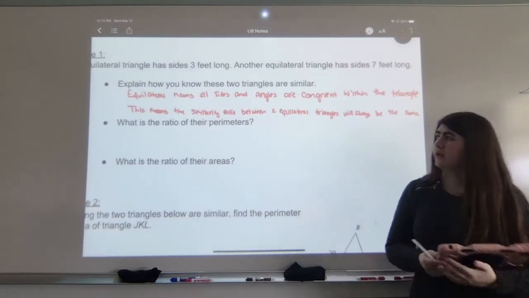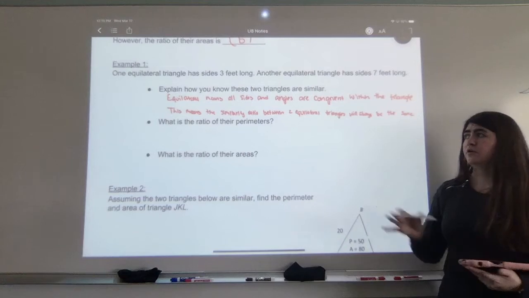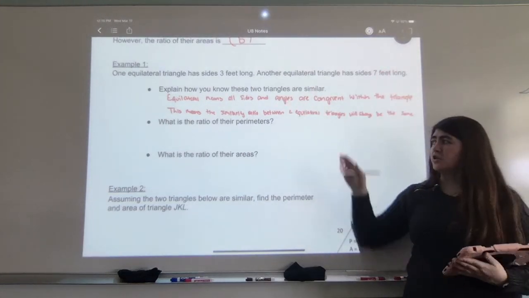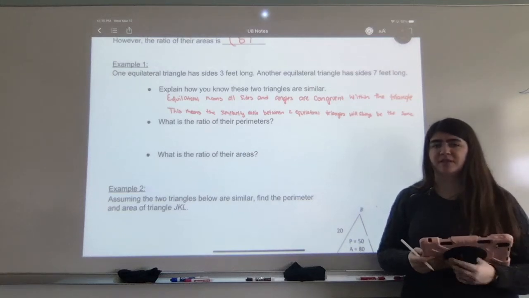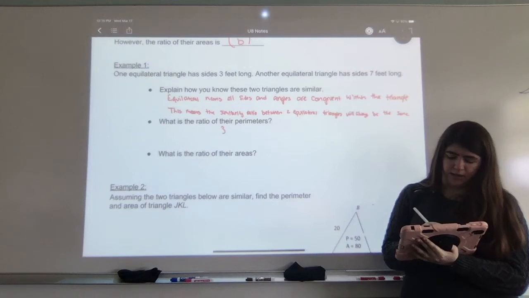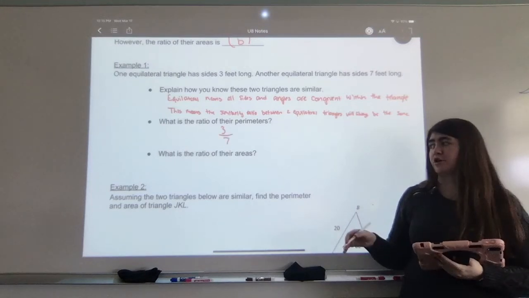All right, so in this case, if we have a 3-foot long side to a 7-foot long side, then the ratio of their perimeters is going to be the same as the ratio from one side to the other side, which will simply be 3 to 7. That will be the ratio.